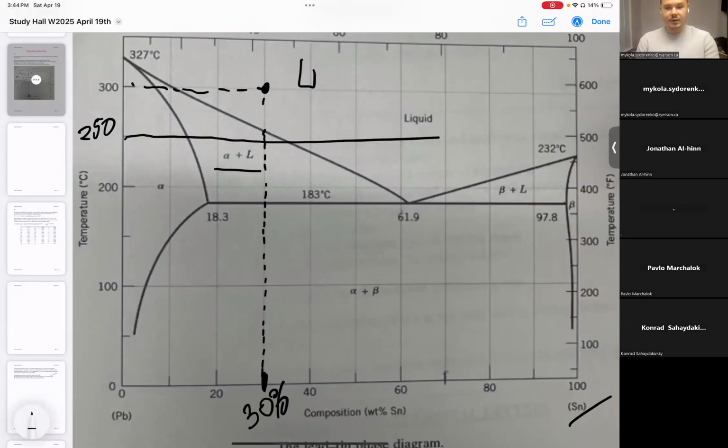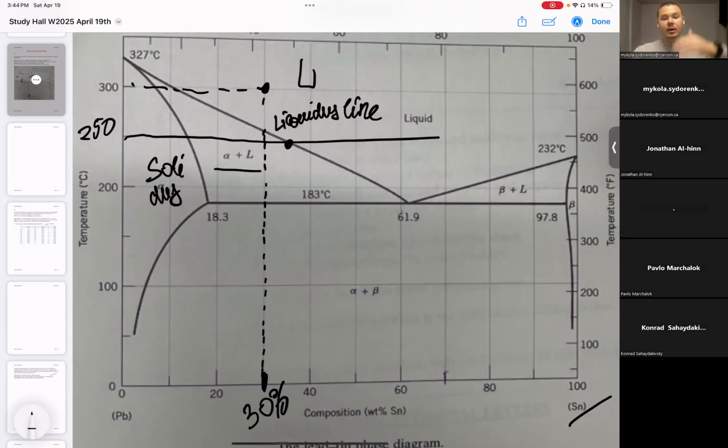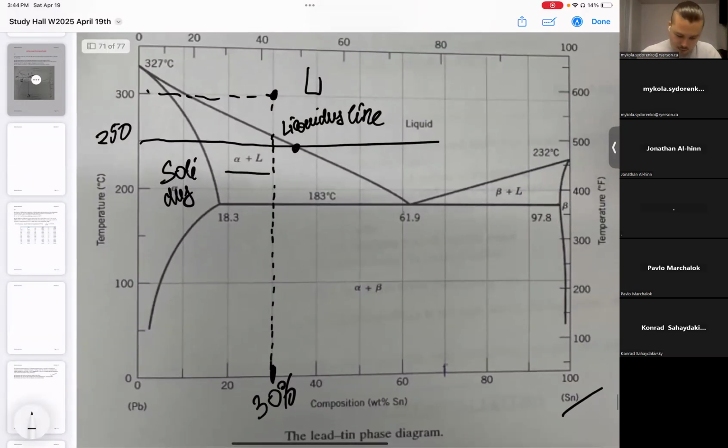Okay, so this is the 250 Celsius. We basically have the liquidus line and the solidus line. Those are our main two boundaries that define the amount of alpha and liquid at a certain composition at a certain temperature. So two parameters, composition and temperature, lock down the parameters that you need to work with.